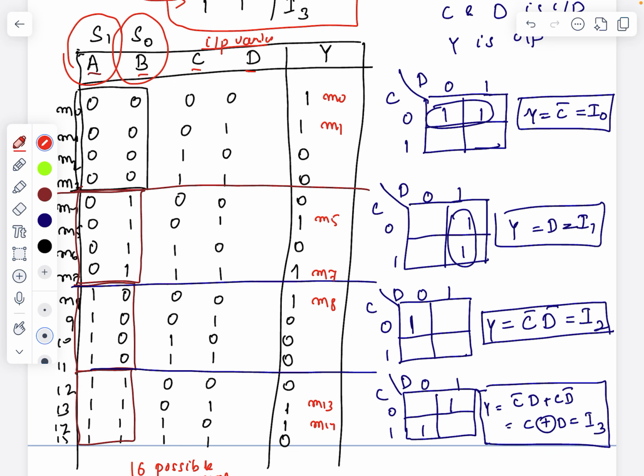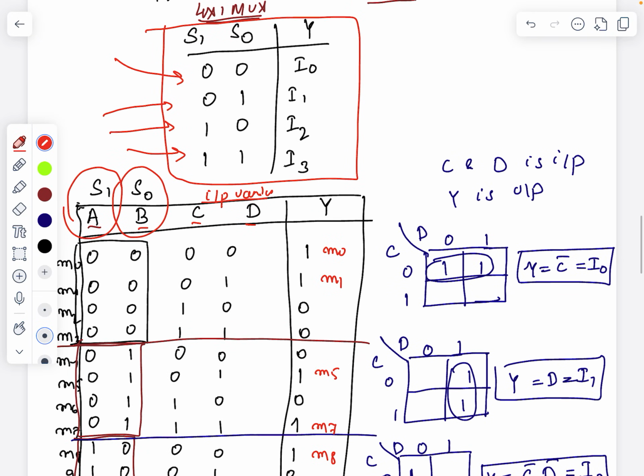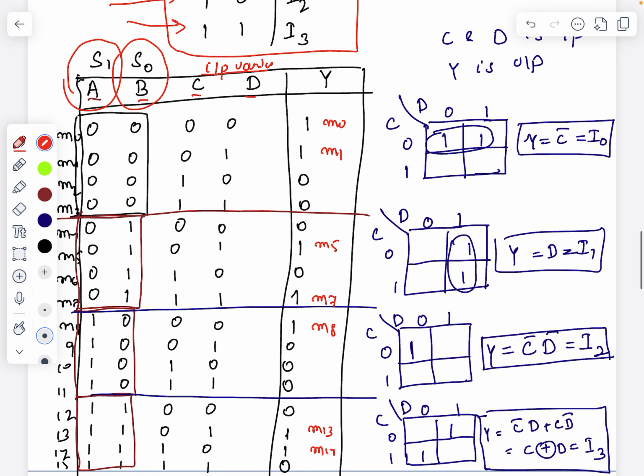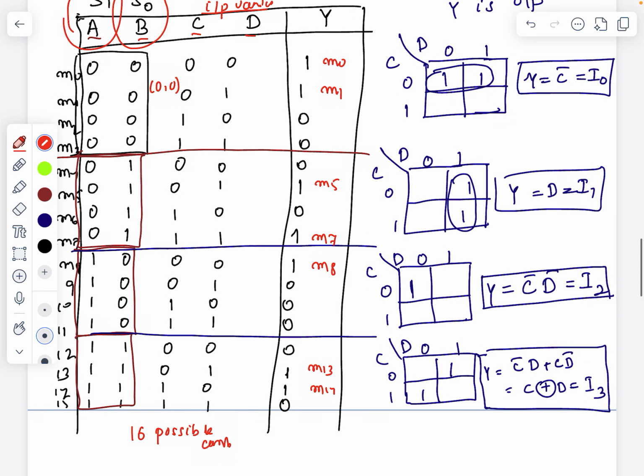So I will get this pair, this 0, 0 pair, resembling the first pair of the 4 cross 1 multiplexer. I will take this as the combination 0, 0. Similarly, I can make a group like this, which will be the pair 0, 1. Similarly, I can make a group of 4, this is the pair 1, 0. Similarly, I can get 1, 1.